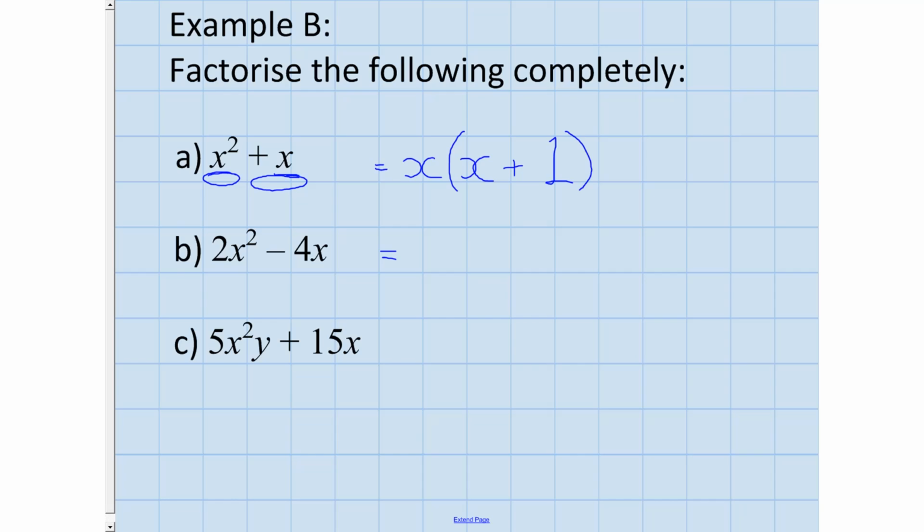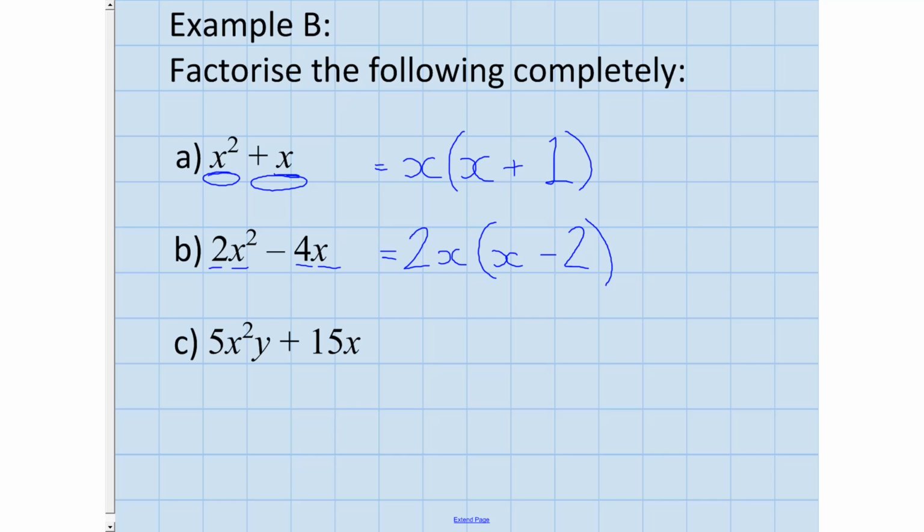Next one's a bit more complicated still, because we've got numbers and letters to look at. So we'll look at the numbers first. 2 and 4. The biggest number we can get from them is 2. Now look at the letters. We've got an x squared and an x, so they've both got an x. Now to get to the first term, to get from 2 to 2, we don't need to do anything, so I'm not going to have a number. But to get from x to x squared, I need to times it by an x. Now to the second term, well, to get from 2 to minus 4, I'm going to need a minus 2. And to get from x to x, well, I don't need anything. So the answer is 2x and then in brackets x minus 2.